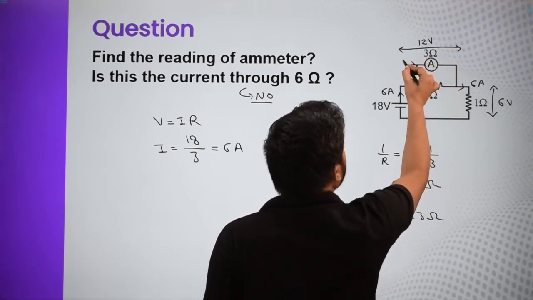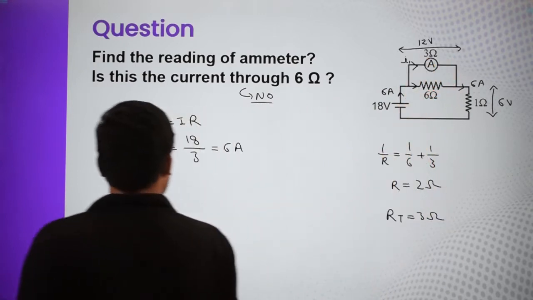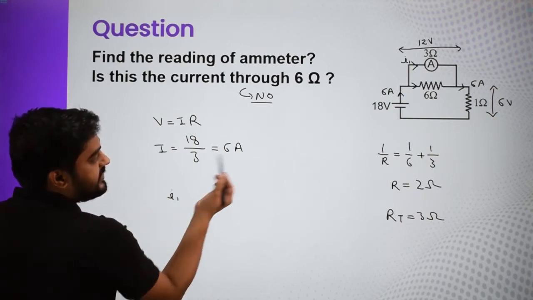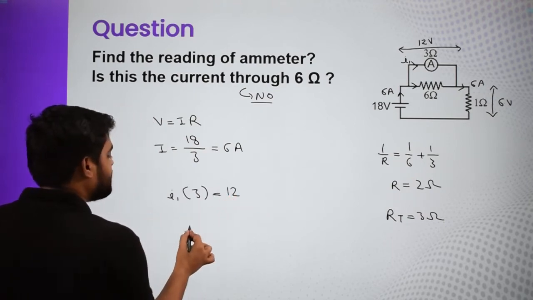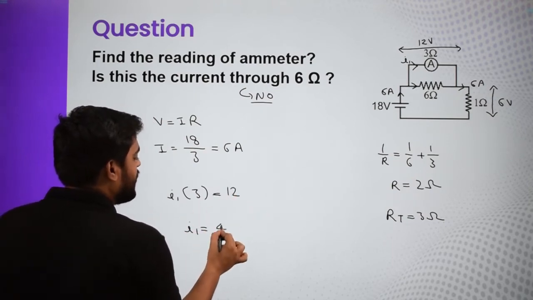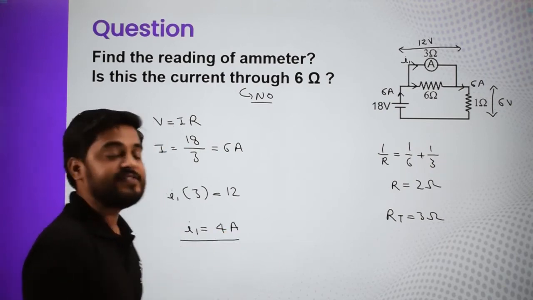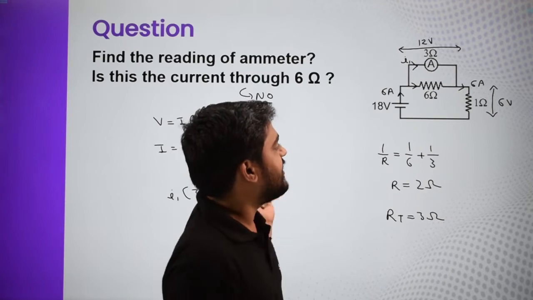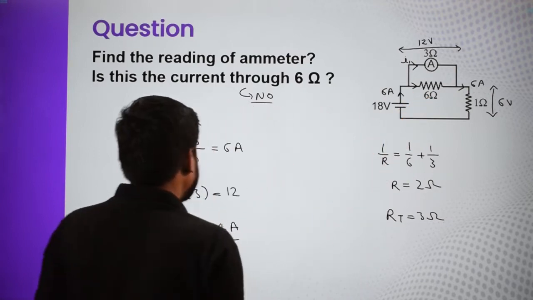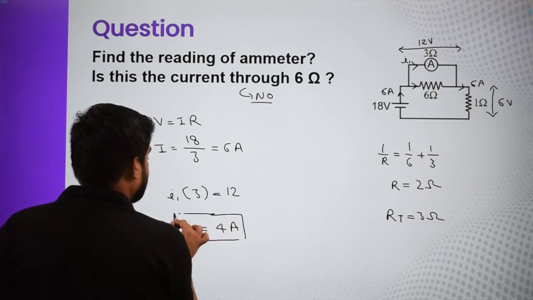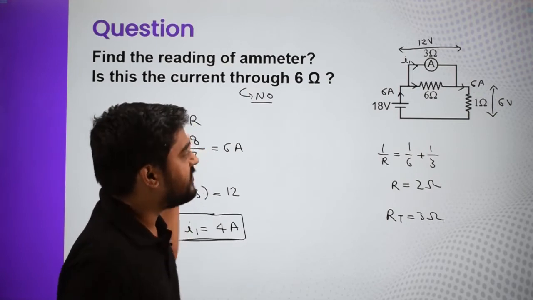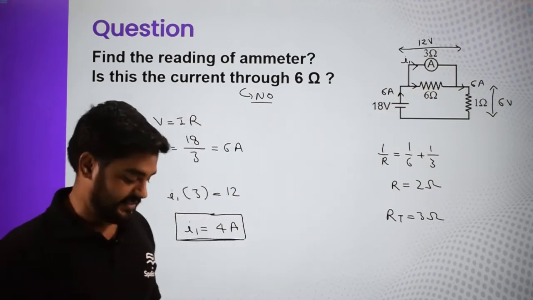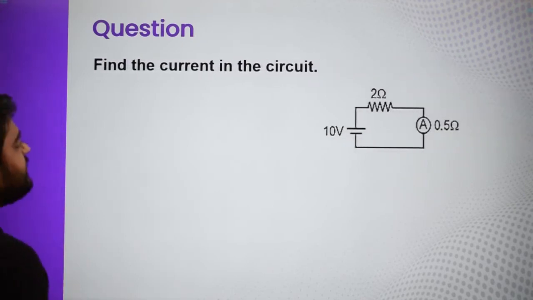So I want this current, I am calling it I1. So I can simply write that I1 into R, and resistance of that ammeter is 3 ohm, is nothing but that 12 volt. And that gives me I1 is nothing but 12 by 3. So 4 ampere. What does that mean? Out of 6 ampere, 4 ampere is going in that branch, and the rest 2 ampere is going in the other branch. And this is also the reading of that ammeter. So ammeter will tell that reading is 4 ampere. Now, by the way, that is not the current in this 6 ohm, that we have already discussed. Now, next question says find the current in the circuit.